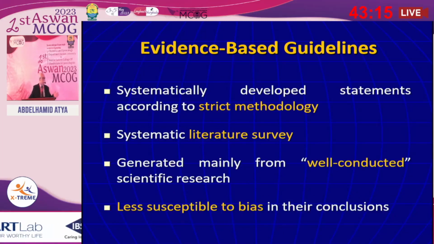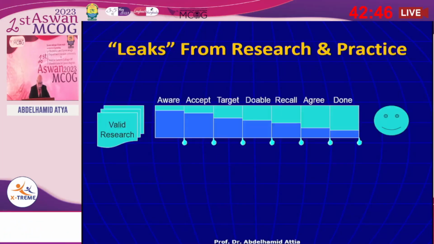But on the contrary, evidence-based guidelines are systematically developed statements according to strict methodology. They have a very strict methodology. It includes systematic literature review, searching for every bit of evidence that has been generated anywhere in the world. And it is generated mainly from well-conducted scientific research, excluding the badly conducted scientific research. That's why they are less susceptible to bias in their conclusions.